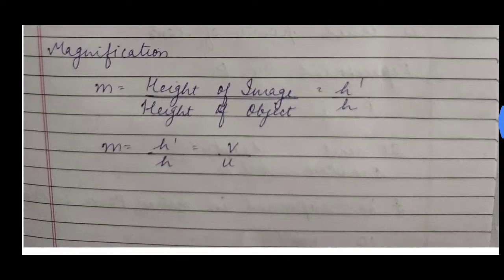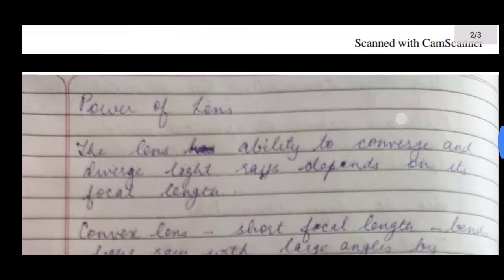Now again, magnification: the extent to which the image is magnified with respect to the object. So magnification is determined by m equals h' upon h. Here, its formula with respect to the object distance and the image distance is v by u. In a mirror it was minus v by u because the image was forming on the left side, so we considered it as minus v. Here it will be v by u in the case of lenses.